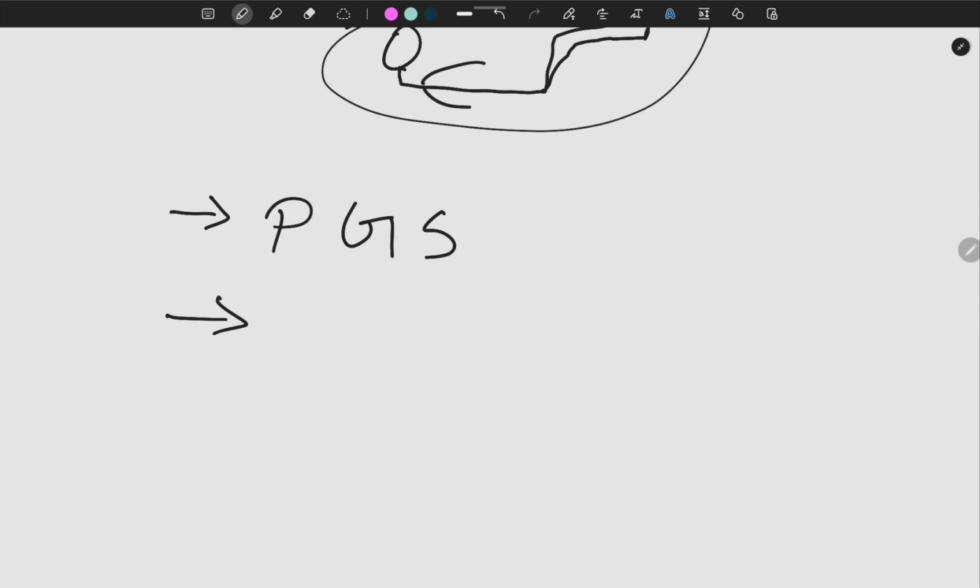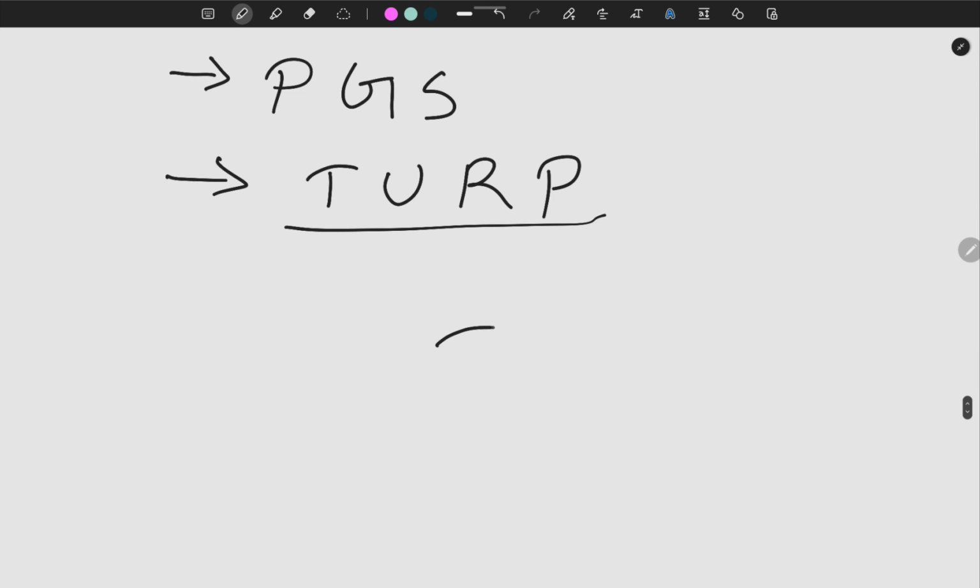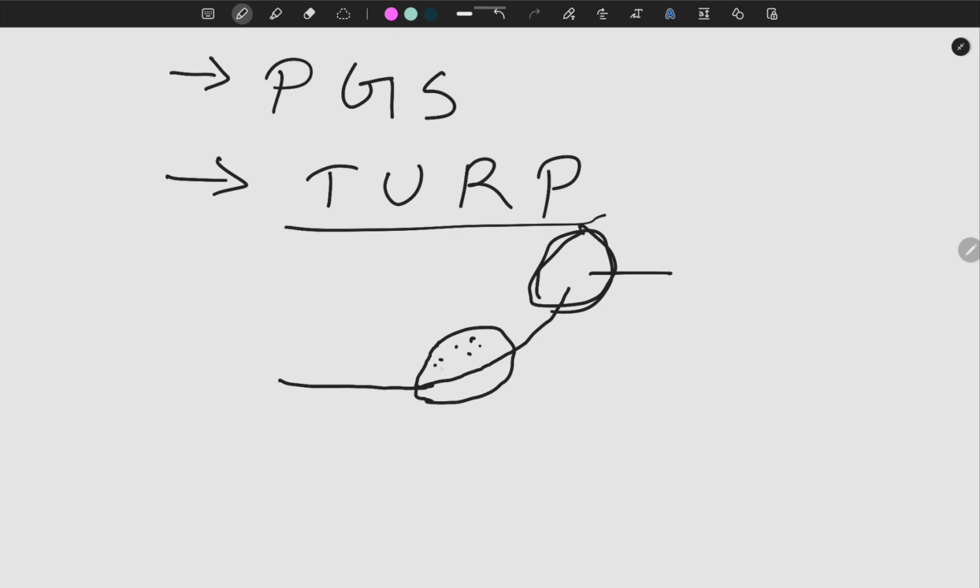And in the case of a male patient, we can use it for transurethral resection of the prostate. So what is the meaning of transurethral resection of the prostate? You can think of this as the prostate gland, and the urethra passes through the prostate gland and reaches the bladder. So this is the urinary bladder, this one is the prostate gland, and this one is the urethra. So this is the penis.